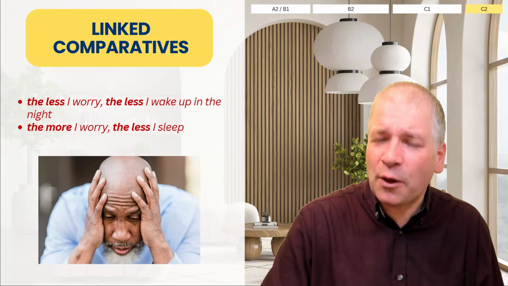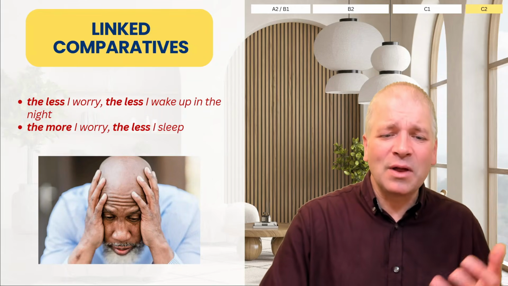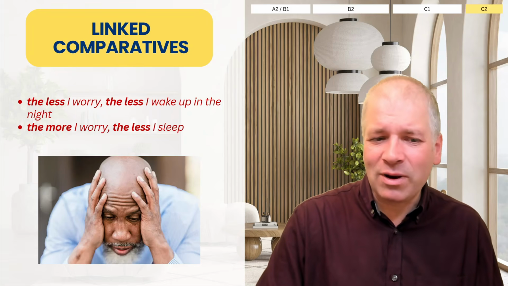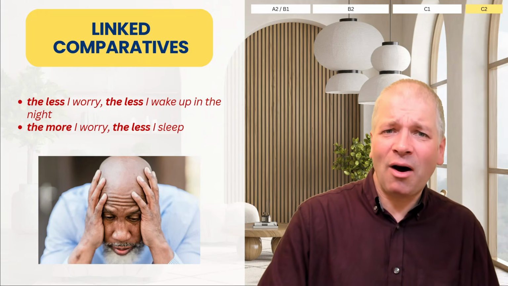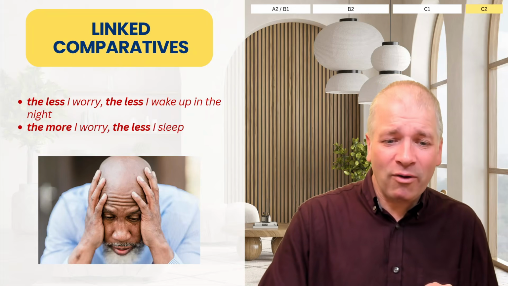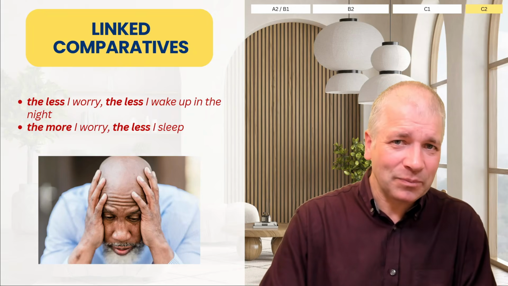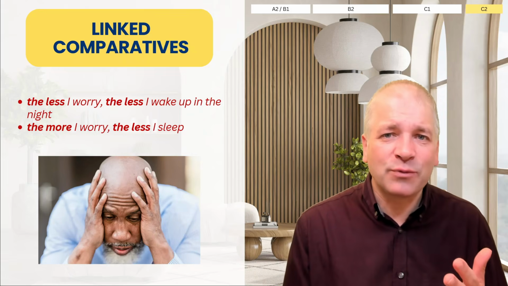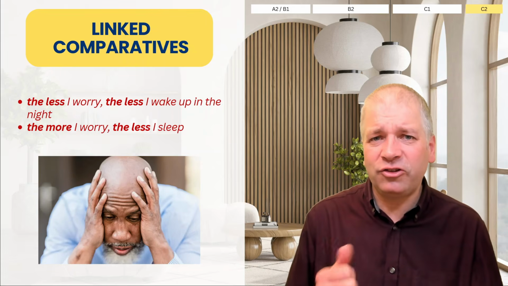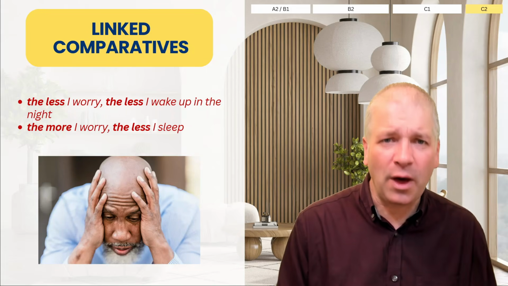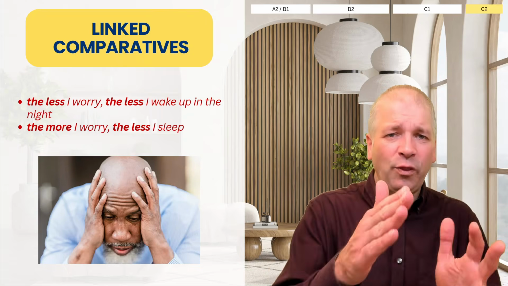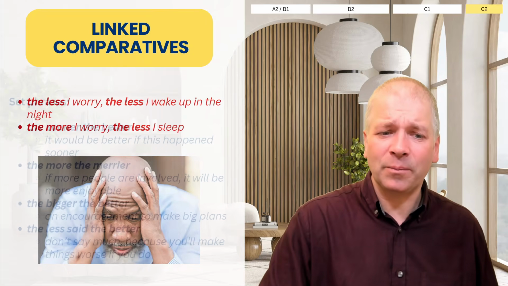And we can use this with other words too. The less I worry, the less I wake up in the night. So if I worry less, then I sleep better basically. But like this man, the more I worry, the less I sleep. So here we mix it up. We don't have the same comparative. The more of one thing leads to less of something else. And we can show this relationship by using the followed by a word and then the followed by another word to show that one thing clearly follows on to another.